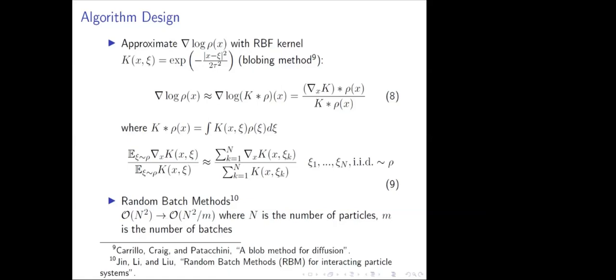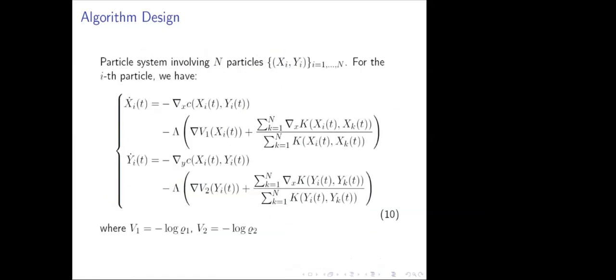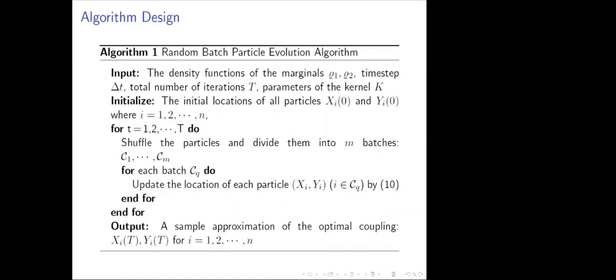We just need to choose this m properly, based on our experience. This slide gives a summary of the particle system equations. The term gradient log rho is already replaced by the kernel density estimation, as given by the blobbing method. The next slide gives more details and a summary of our algorithm. So the input includes the marginals, time step, the total number of iterations, and the parameters of the given RBF kernel.